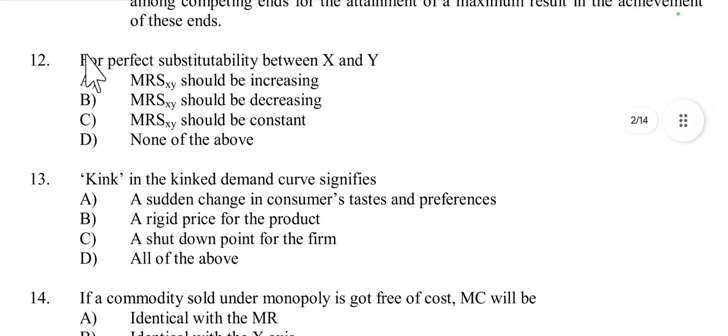Then question number 12: for perfect substitutability between x and y, MRSXY should be increasing, decreasing, constant, none. For perfect substitutability between x and y, MRSXY should be constant, because this means that the marginal rate of substitution remains the same regardless of the quantities of x and y consumed. So MRS should be constant in the case of perfect substitutes.